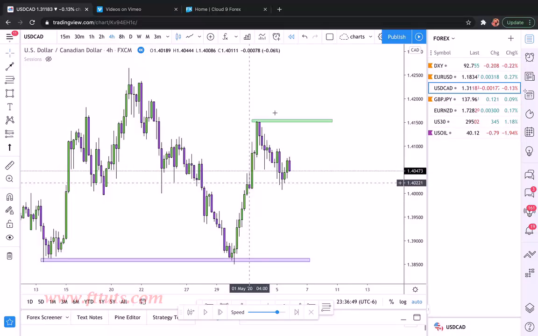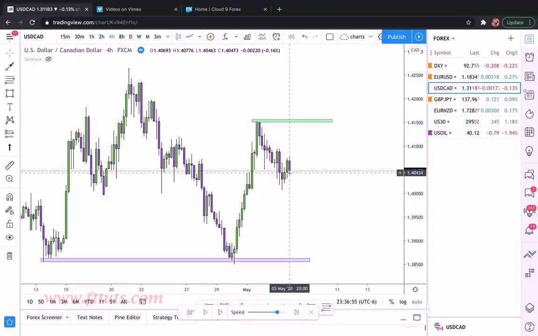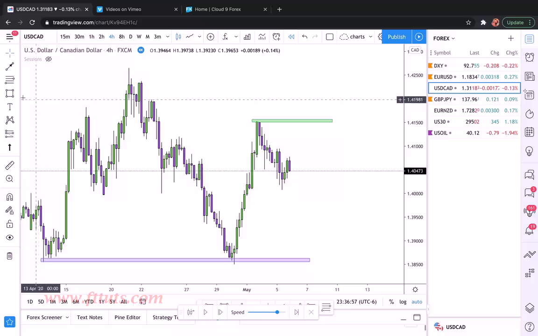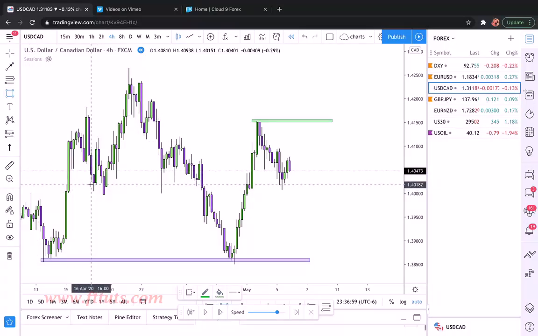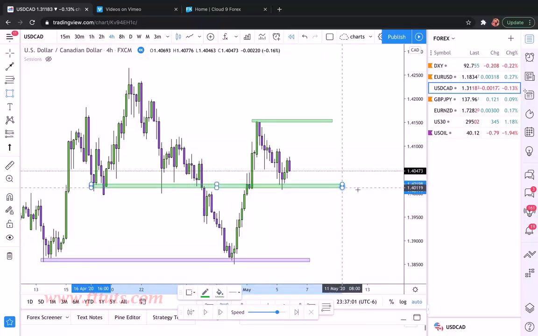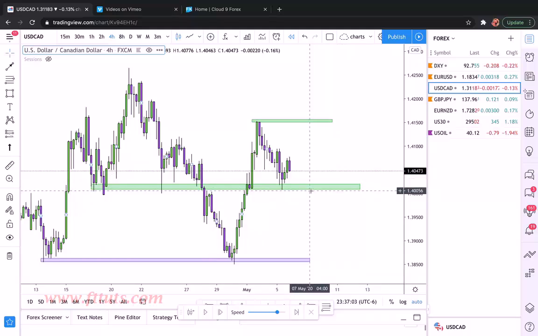So for example, we have a rejection zone here. We had a correction off this level. So what's happening here is it's testing the structure right now. Okay.